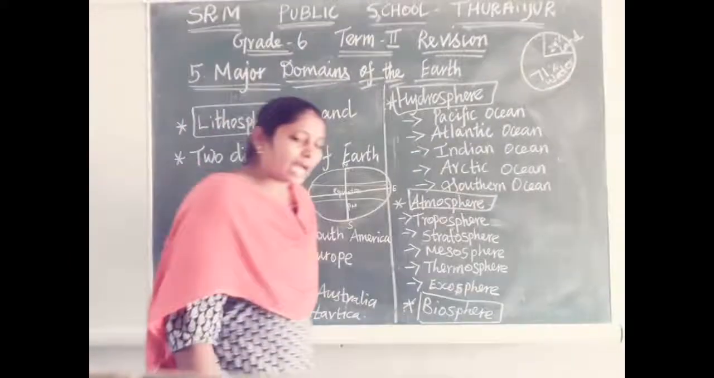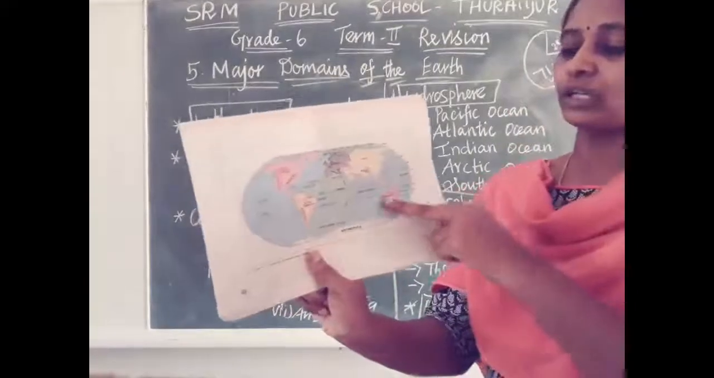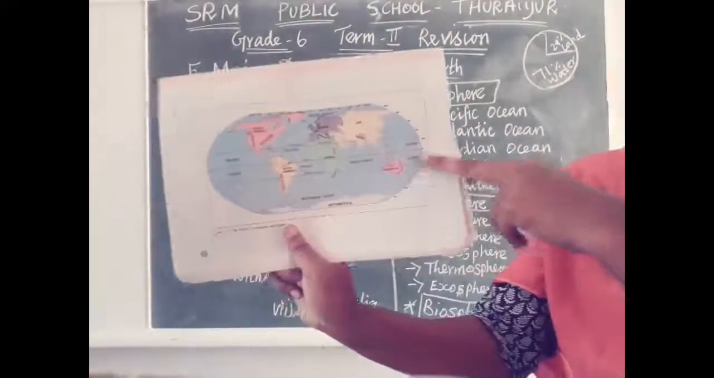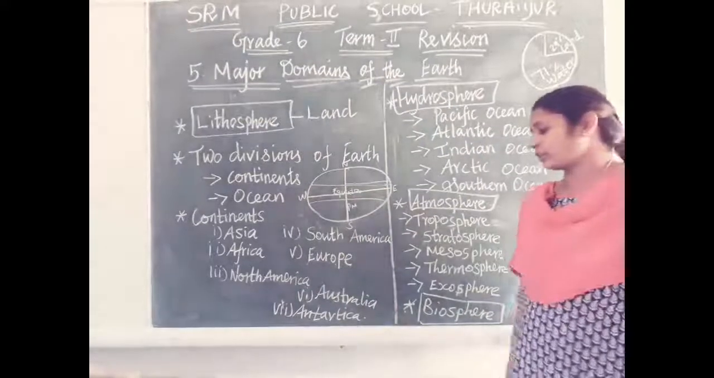And sixth is Australia. Australia is the island continent. It lies in the southern hemisphere. This is the only continent that lies in the southern hemisphere; the maximum number of continents lie in the northern hemisphere alone.